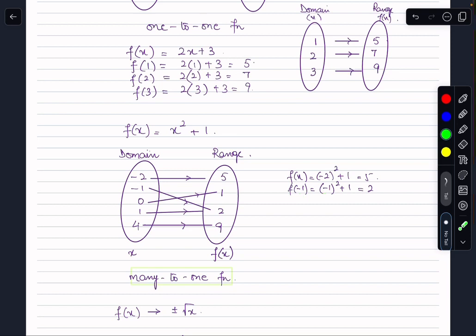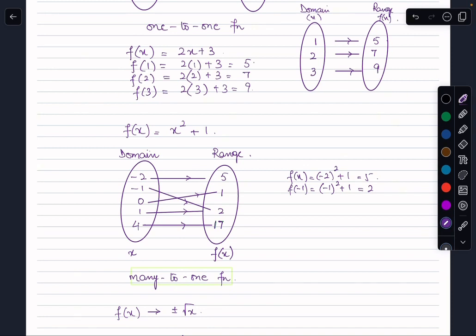Then I substituted x as -1. So f of -1: -1 the whole square is 1, 1 plus 1 gives me 2. Substituting x as 0, my function value becomes 1. Substituting x as 1, 1 the whole square is 1, 1 plus 1 gives me 2 here. Then I substituted 4, and 4 the whole square is 16, and this value then becomes 17 here. So these are the range values that I have for the given function.